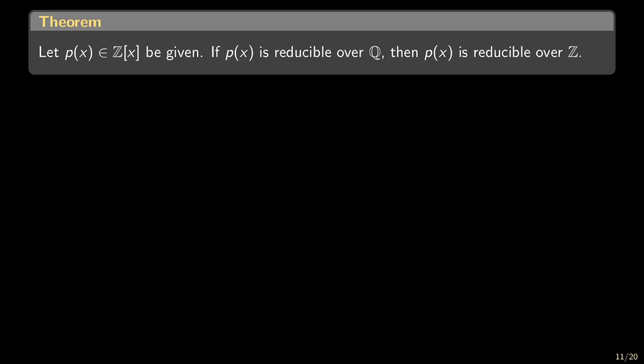As for one of our main theorems, let's say p of x is an integer polynomial. If p of x is reducible over Q, then it can be shown that p of x will be reducible over Z. Meaning to say, given that the coefficients of p of x are all integers, if you can factor that in a non-trivial way into polynomials with rational coefficients, then according to the theorem, it can be factored in a non-trivial way into polynomials with integer coefficients as well.